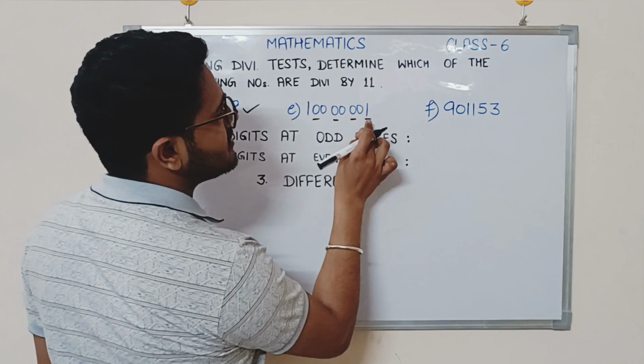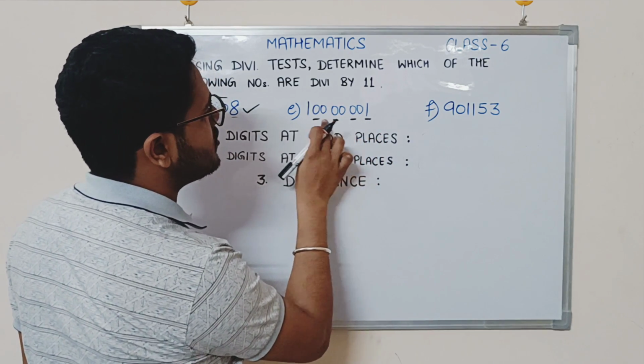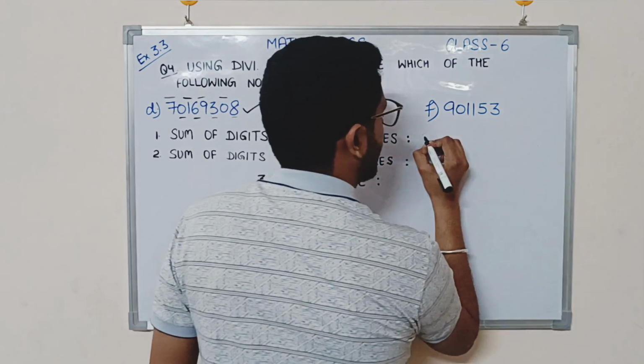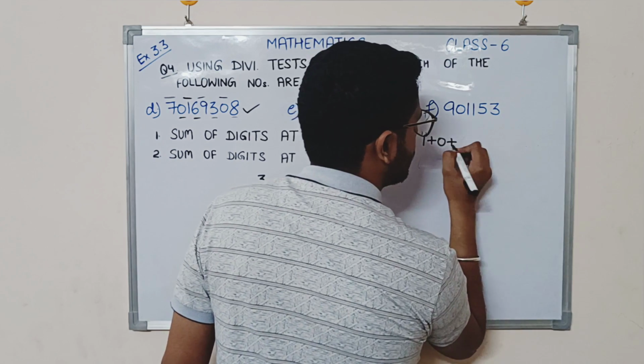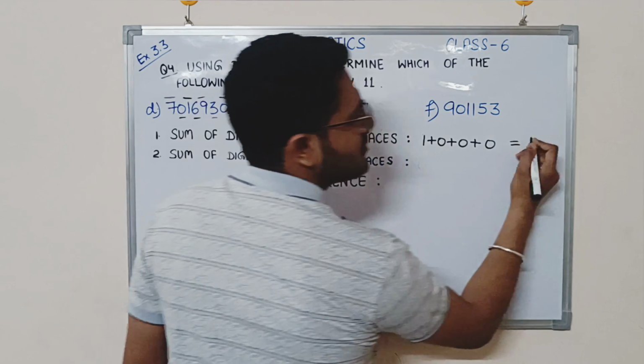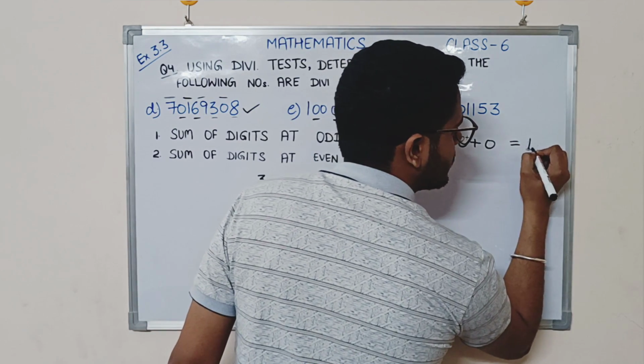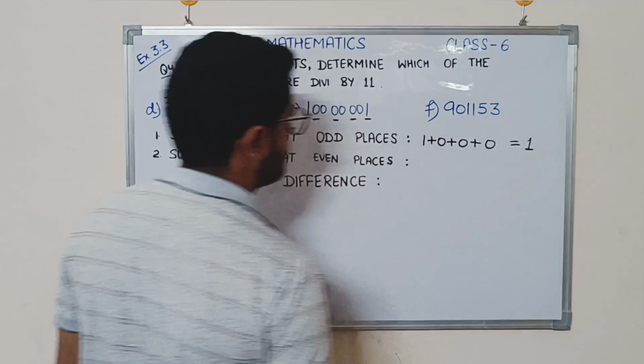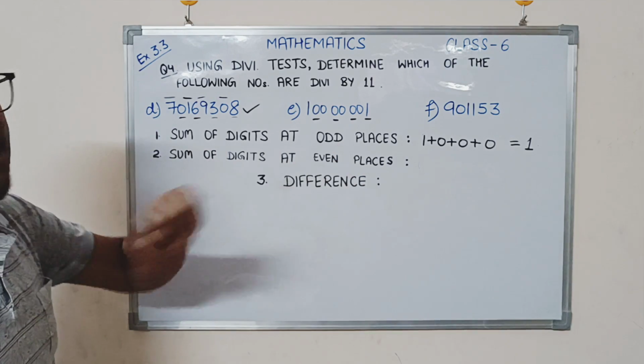Okay. What will be the sum? 1 plus 0 plus 0 plus 0. Okay. So it will be 1. Right. Simple. Okay. Step 2, sum of digits at even places.